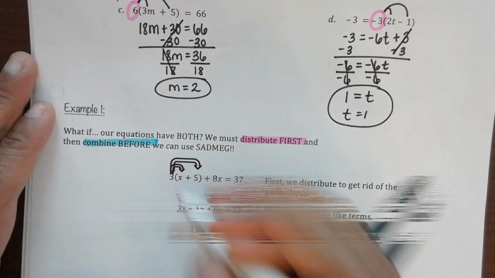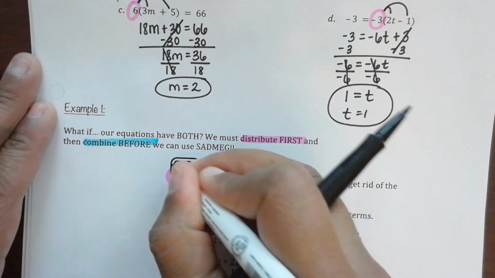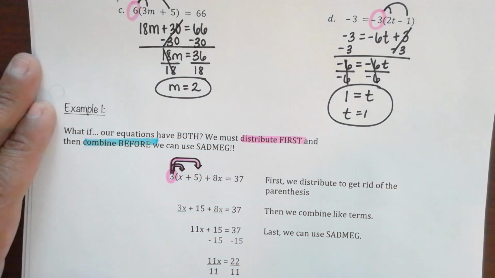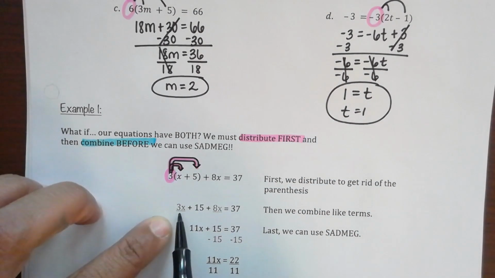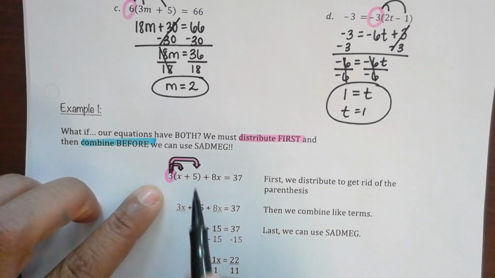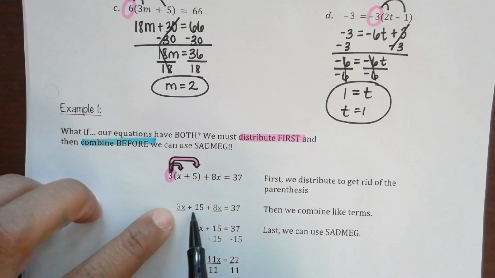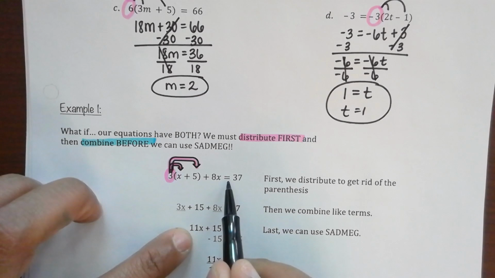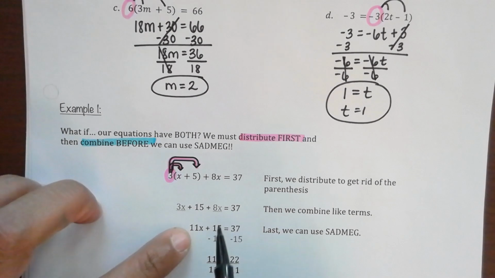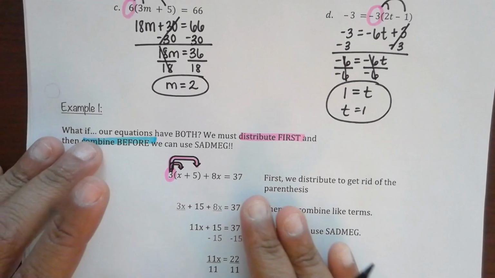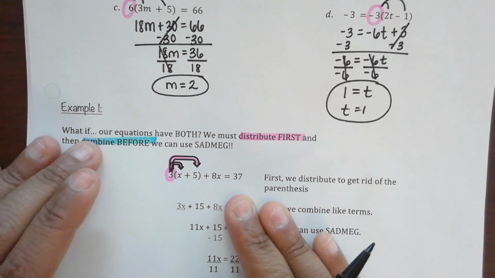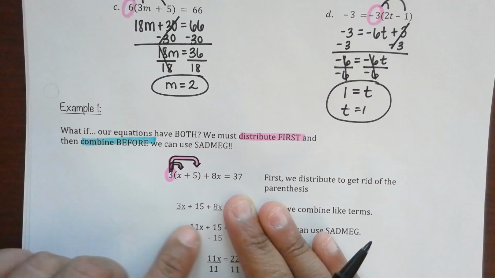I'm distributing a 3 to x and 5. In doing that, what's 3 times x? 3x. What's 3 times 5? 15. So I end up with 3x plus 15, where plus 8x is brought down, and then equals 37. Everybody still with me on that step? Yes. From there, I need to cover up the one term on the other side of the equal sign and ask, is there anything to combine on this side?